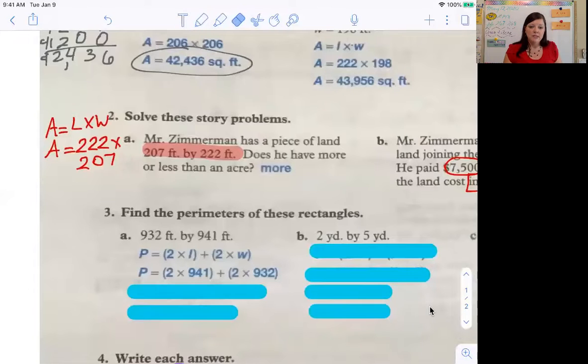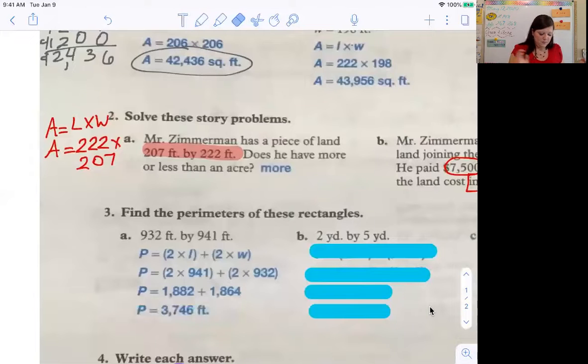So 1,882, plus 2 times 2 is 4, 2 times 3 is 6, 2 times 9 is 18, 1,864. Add those two together. 2 plus 4 is 6, 8 and 6 is 14, 8 and 8 is 16, plus 1 is 17. Carry the 1. 1, 2, 3.